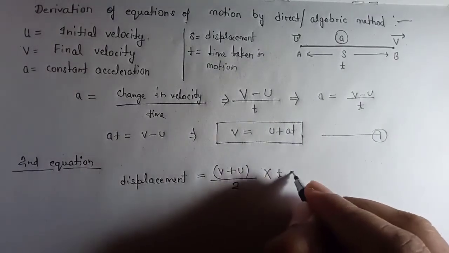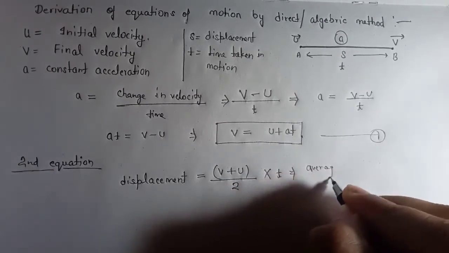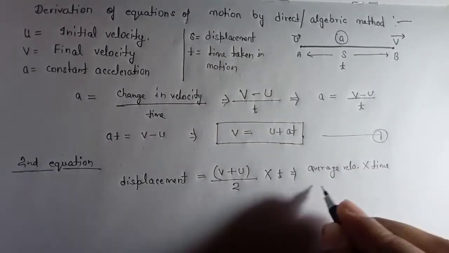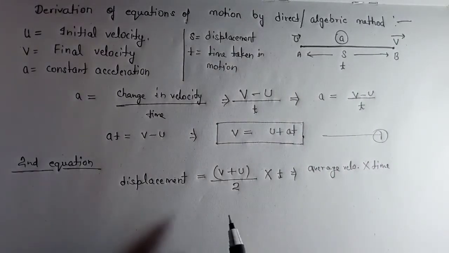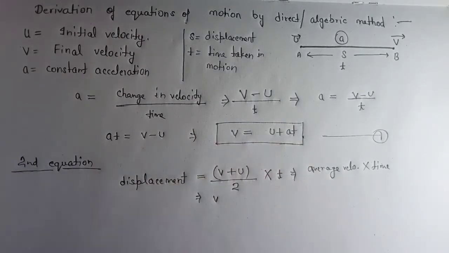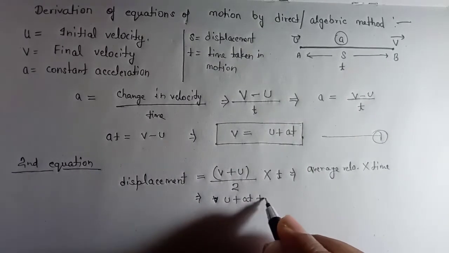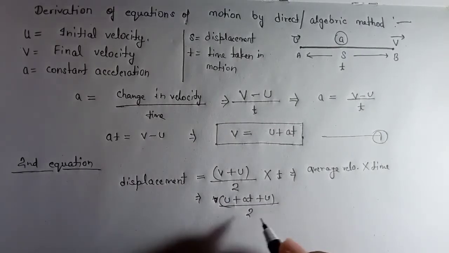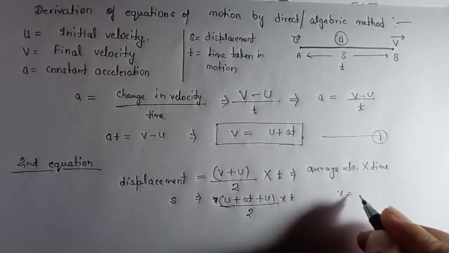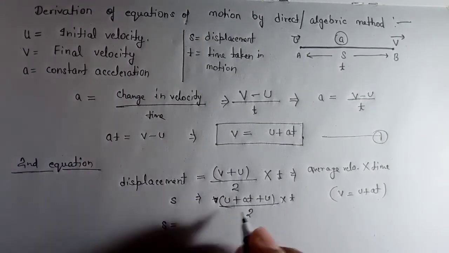Or you can write here: displacement is equal to average velocity into time. So first write this line, then write v plus u upon 2 into t. Now when you put the value of v from equation first, it becomes u plus at plus u upon 2 into t, and displacement is equal to s. Here v is equal to u plus at. We put v is equal to u plus at, and we get s is equal to what?